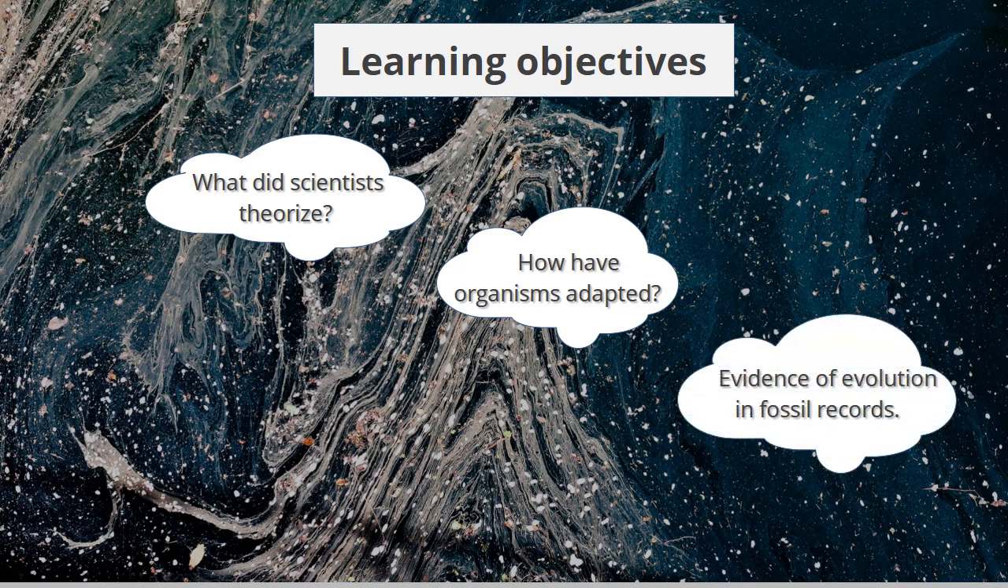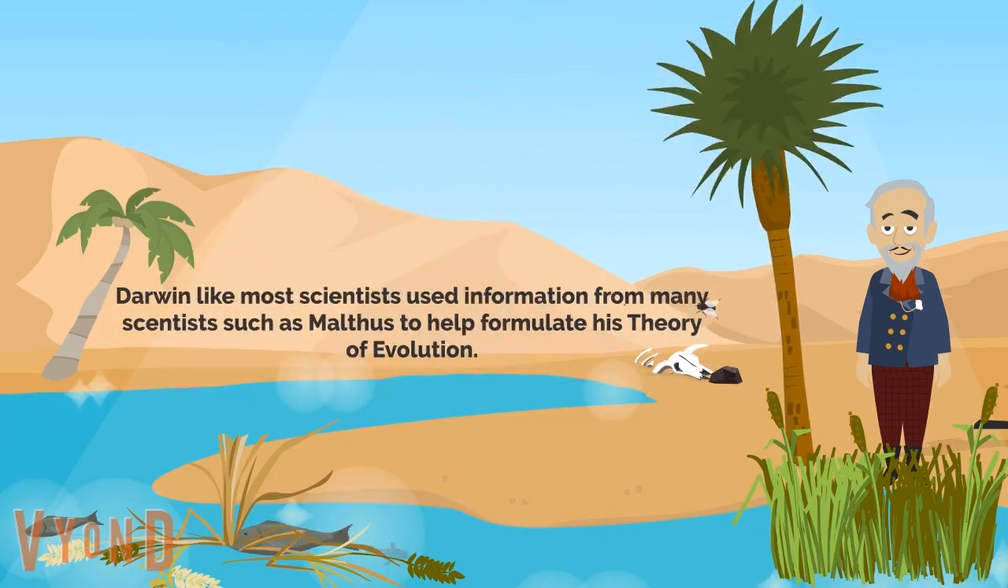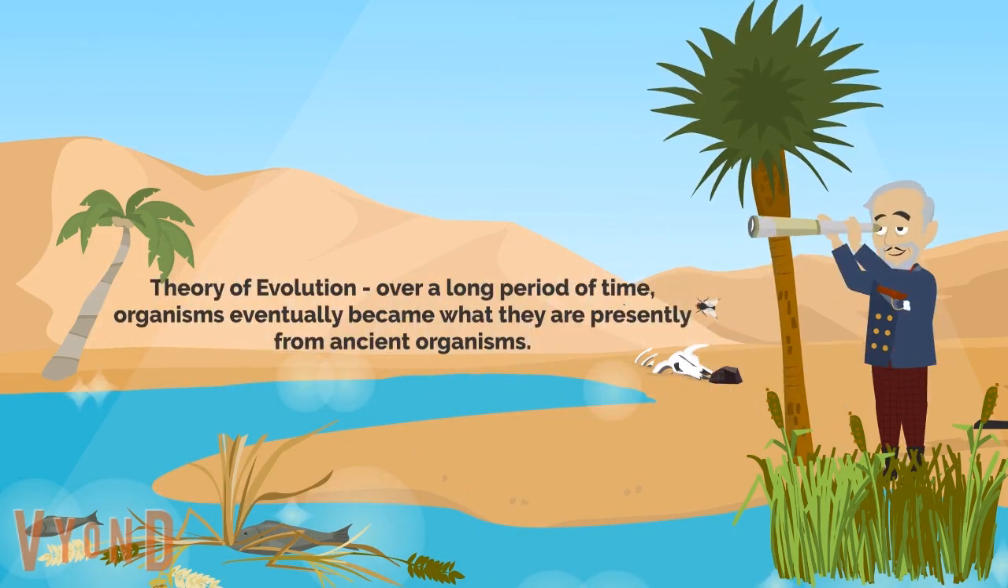Let's get started. Charles Darwin, like most scientists, used information from many scientists such as Malthus to help formulate his theory of evolution, in which over a long period of time organisms eventually became what they presently are from ancient organisms.